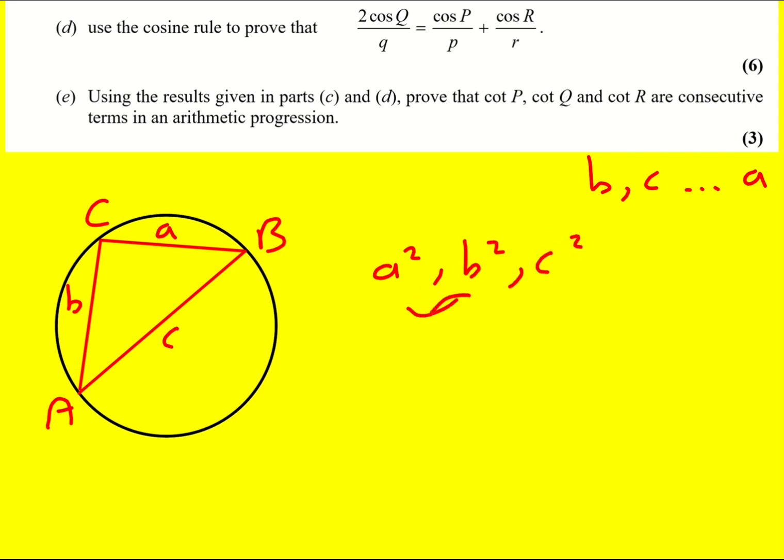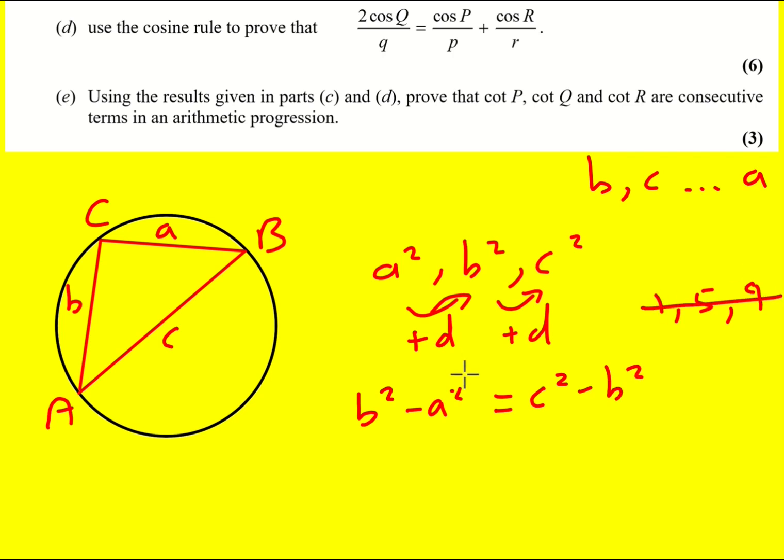Now, in an arithmetic series, you're adding on a constant difference every time. So we're adding d here, and we're adding d here. To get the difference, you can simply do the second term minus the first term. A bit like if you had 1, 5, 9. Of course, the difference is 4. You can get that by doing 5 minus 1, or you can get it by doing 9 minus 5. So b squared minus a squared must equal c squared minus b squared.